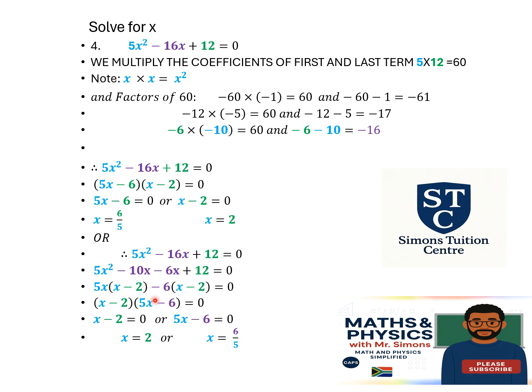The key concept is these two brackets will always be the same. So if I take out x minus 2 as a common factor, I'm left with 5x minus 6. So now x minus 2, same as the top, equals 0, or 5x minus 6 equals 0. Take 2 over, x equals 2, or x equals 6 over 5. I hope you understand what I've done there. That is just a different way of solving it.